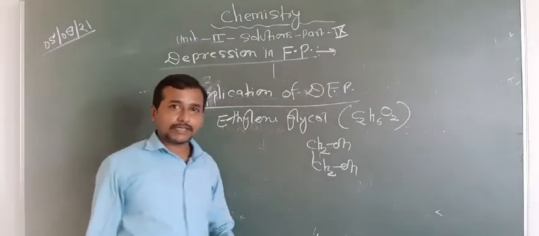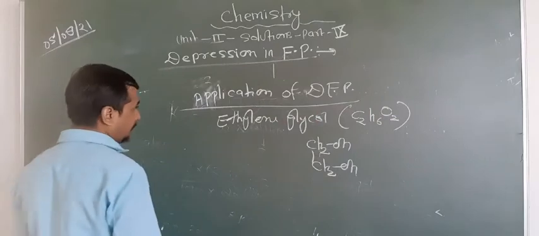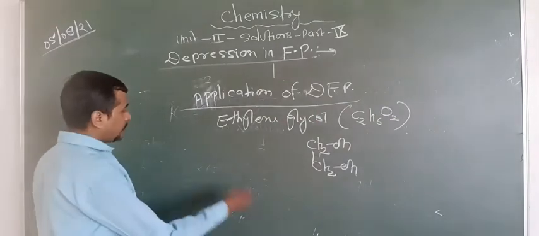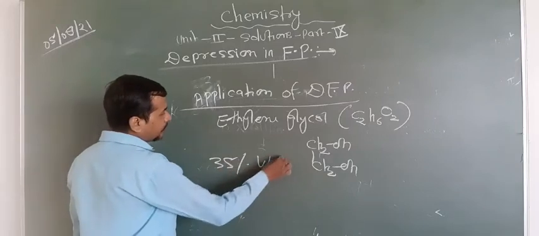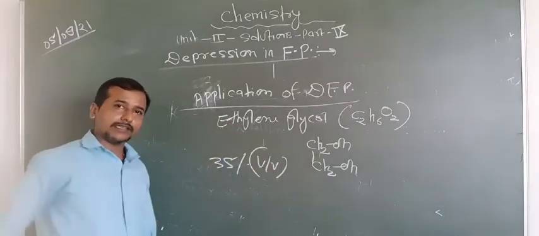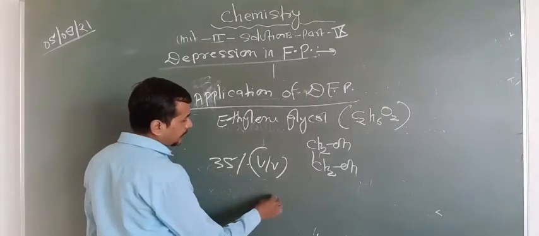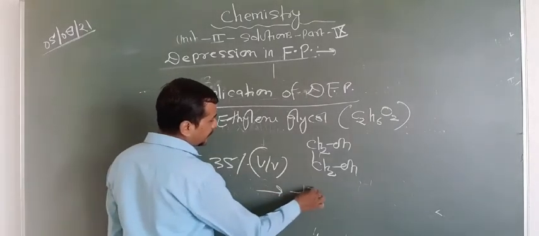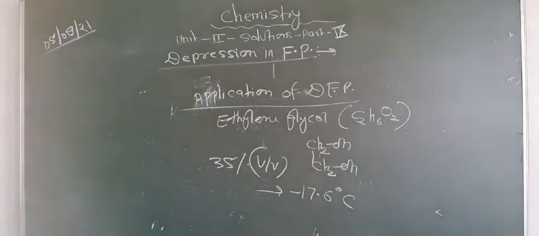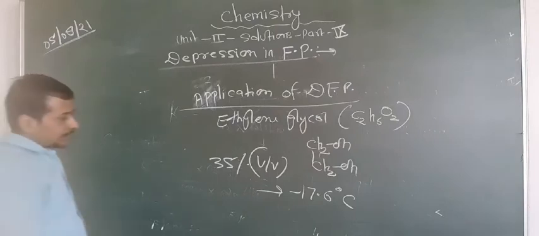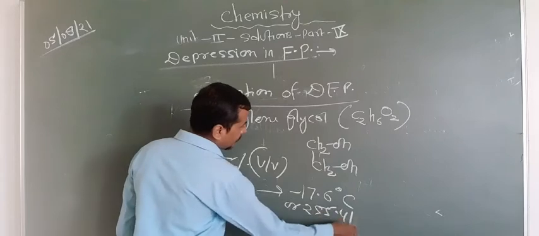So these are added to car radiators or vehicles to reduce the freezing point of water. With the condition that 35% volume by volume of ethylene glycol is added to the water, it depresses the freezing point to nearly minus 17.6 degrees centigrade. Are you getting this point or not? This is approximate, you can say 255.4 Kelvin.